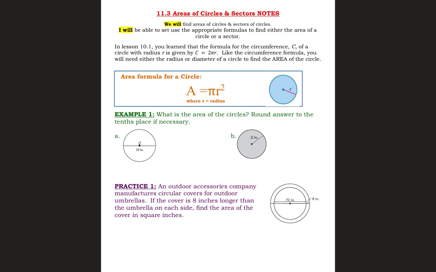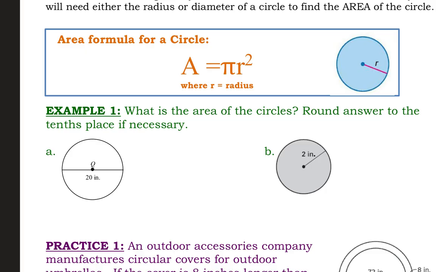Look at the first one. The first one says the area of a circle is given by pi r squared. All right, so we're just looking for pi r squared. All we need is the radius.